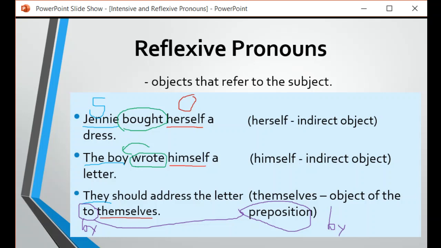So, in the reflexive pronouns part, we have to understand that it is considered as an object in the sentence, which is also the same as the subject. Now, let's move on to the next part.